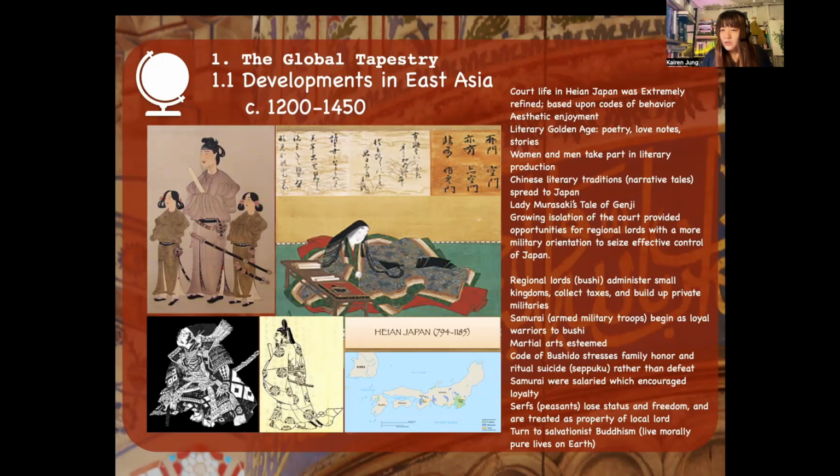Life gets hard. What do you do? You turn to faith, and they turned increasingly to Salvationist Buddhism, this idea that you should live a pure life on earth. And Salvationist Buddhism was used as a way to control the populace. However, Japan's Shinto, even to this day, and this syncretized version of Salvationist Buddhism with those Shinto beliefs persisted, and to this day, they still do.